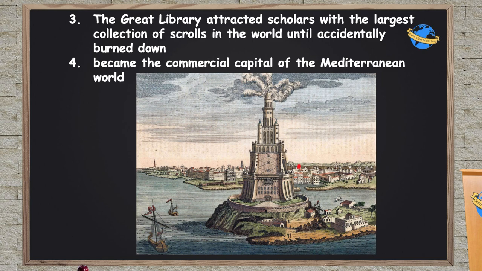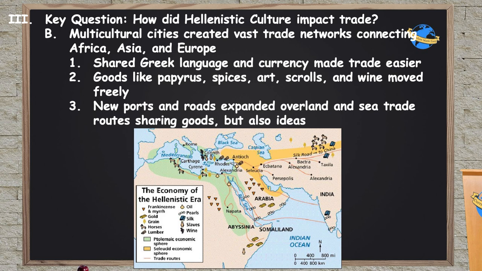Here you see the lighthouse, the Pharos Lighthouse, which was seen as one of the wonders of the ancient world. We don't actually know exactly what it looked like, but it was a giant lighthouse that was a beacon for ships, so anywhere in the region they could see it, and they would know this is where you come to dock for Alexandria. Now, these cities were multicultural.